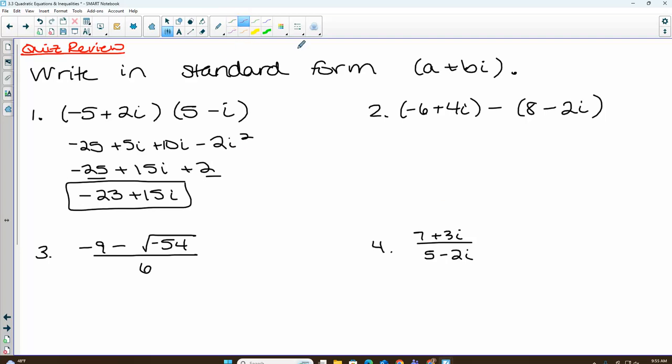Make this plus and distribute. And then, what am I supposed to do? Combine my terms. Negative 6 plus negative 8 is negative 14. 4i plus 2i is 6i. And that's it. Seems like every time I put one of these on the quiz, about a third of the class tries to FOIL instead of adding or subtracting.